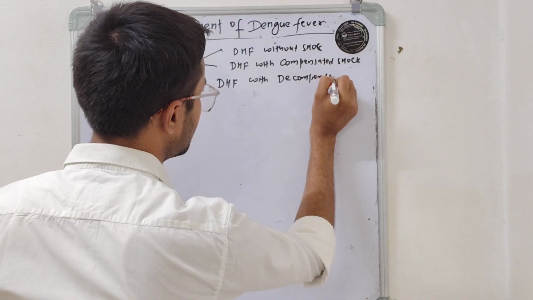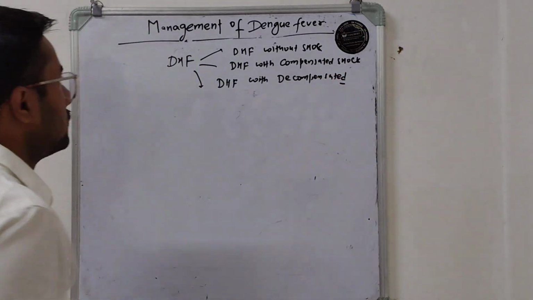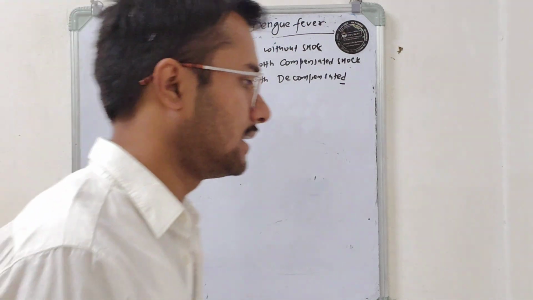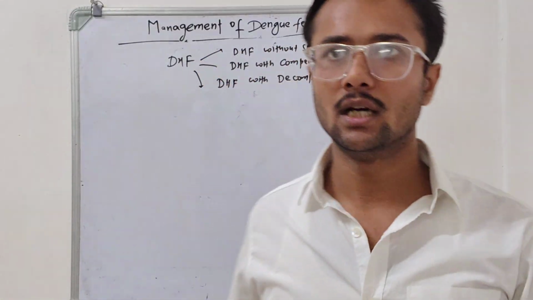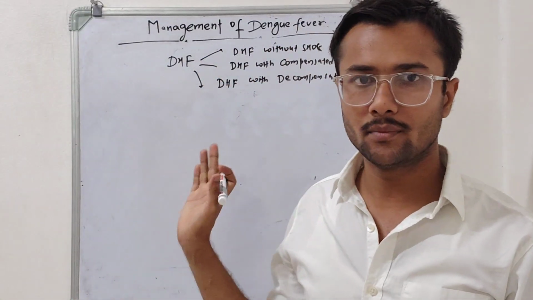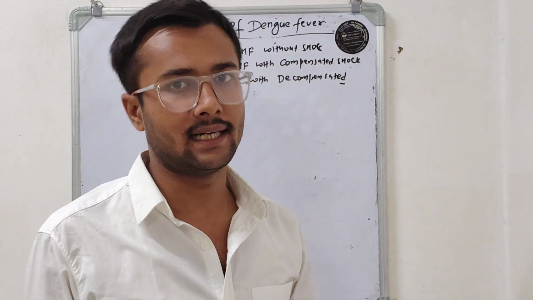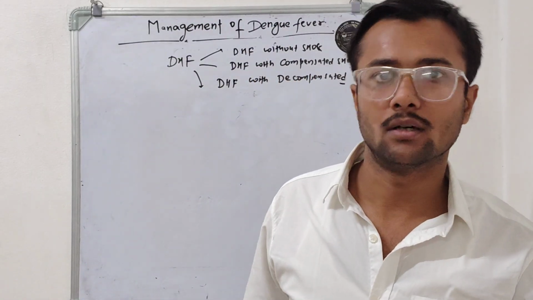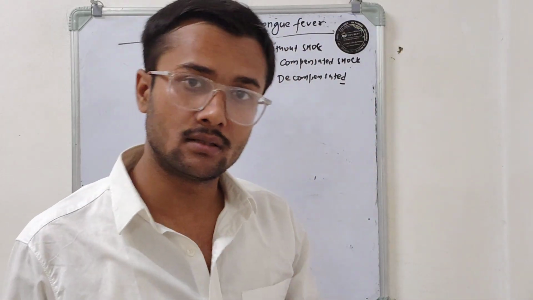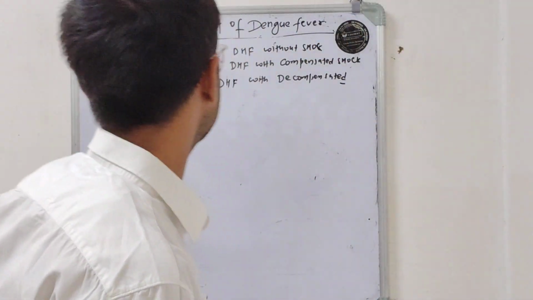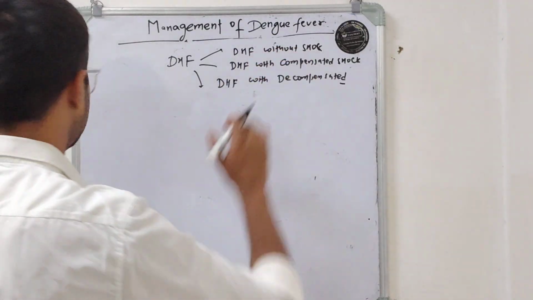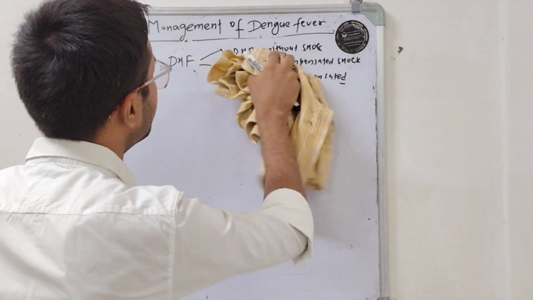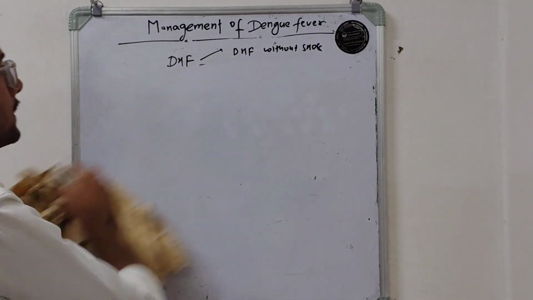Okay, so after discussing classical dengue fever, we are going to discuss dengue hemorrhagic fever, which is a more severe condition than classical dengue fever. In dengue hemorrhagic fever, we basically classify into 3 categories. One is without shock, another is shock but compensated, and the third is decompensated shock. So first we are going to discuss dengue hemorrhagic fever without shock.